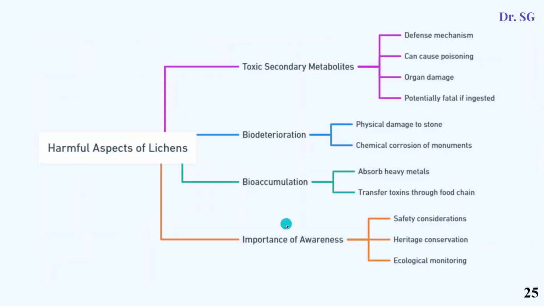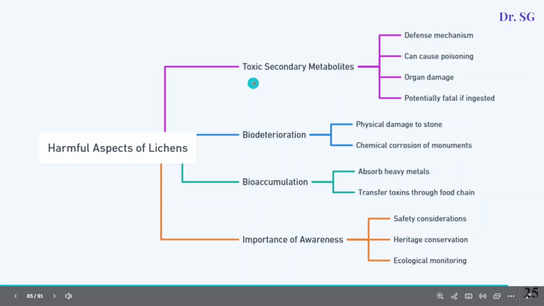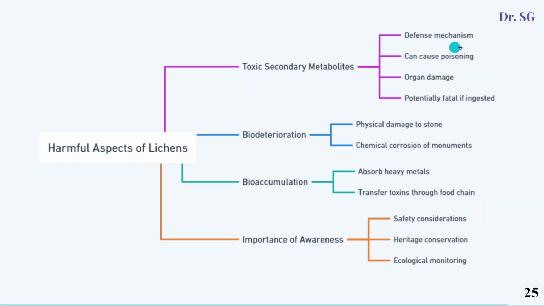So these are all the harmful effects, like toxic secondary metabolites. They can be a defense mechanism for the lichens, but they can cause poisoning, they can cause organ damage, and they are potentially fatal if ingested. And there is physical damage to the stones, and chemical corrosion of monuments. They will also absorb heavy metals, and that can be transferred through the food chain, which is a dangerous one.